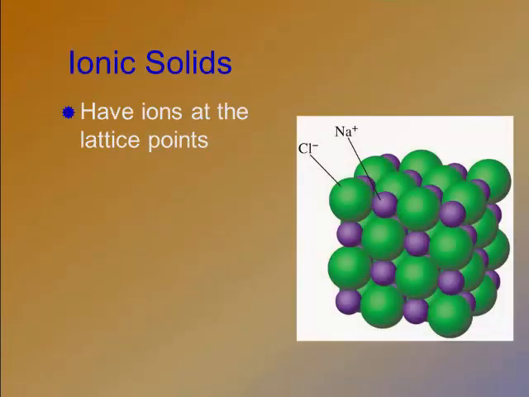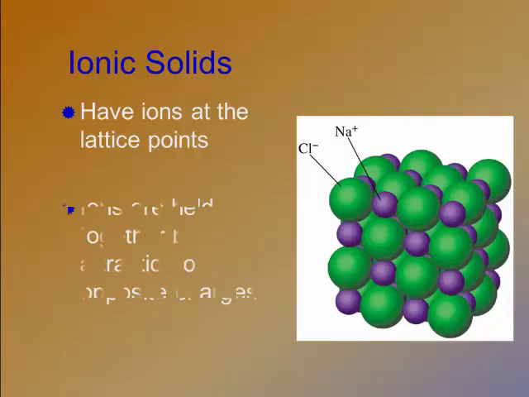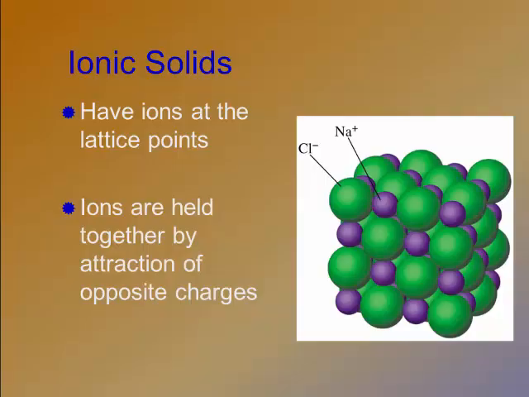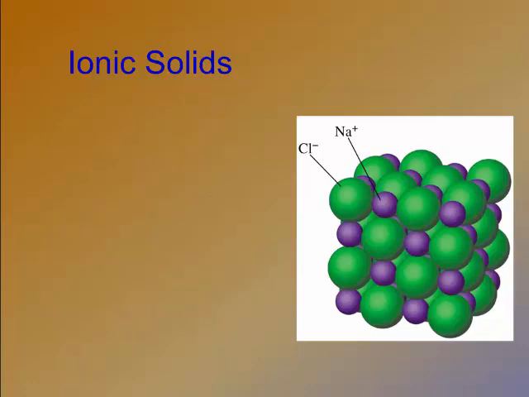Ionic solids have ions at the points in the lattice. What force holds ions together? It's the Coulombic attraction between oppositely charged particles. In this case, we call that ionic bonding. Because ionic bonding is a strong force, ionic solids usually have high melting points and boiling points. That means that most ionic compounds are solids at room temperature.